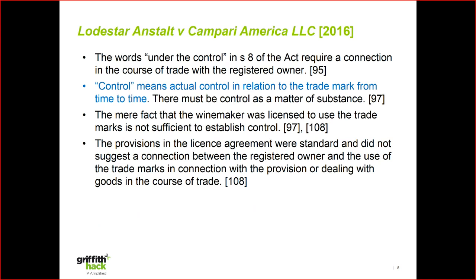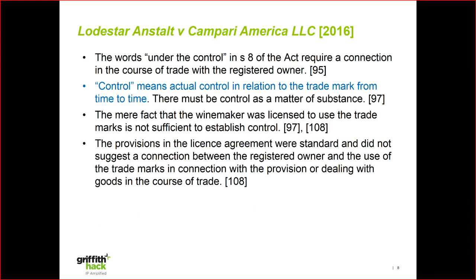So on appeal, the full court said what Justice Pham was saying about theoretical control was wrong, and they said that in Yow's Entertainment there was actual control, and what is required in this case concerning the Wild Geese Wines trademark is actual control from time to time over the mark. So there must be control as a matter of substance, and it's not enough to have a license agreement with some standard provisions that is put into a drawer and nobody pays any attention to. So that was the 2016 case, and that sort of set the benchmark for what is required.